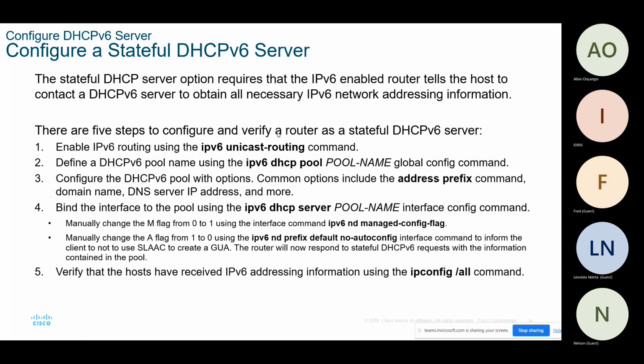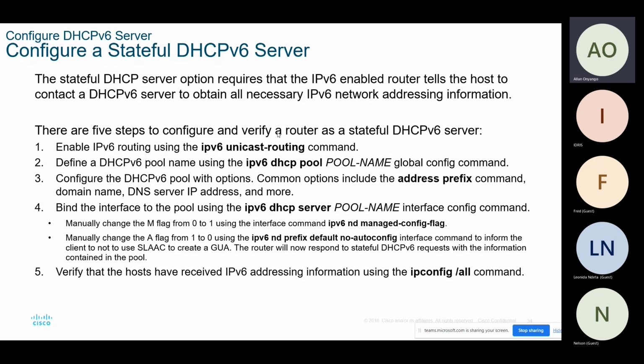Okay. Now, because this is stateful, the M flag must be changed to 1. And you say IPv6 ND managed-config-flag. You change the M flag to 1. And then you must now manually change the A flag from 0 to 1. And you say IPv6 ND prefix default no-autoconfig.